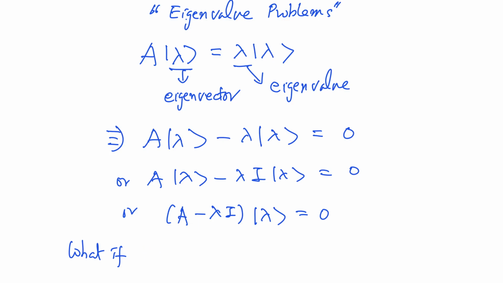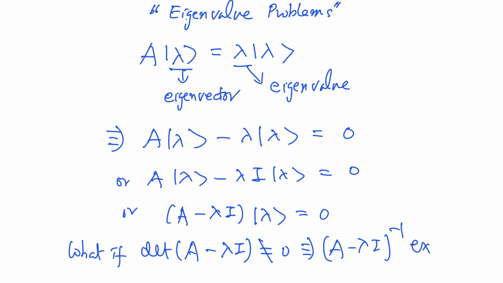So we ask the following question. What if determinant of A minus lambda I is non-zero? For this problem, if determinant of A minus lambda I is non-zero, what happens? Inverse matrix? Yeah, correct. So the inverse matrix exists, right? Then, obviously, A minus lambda I inverse exists.